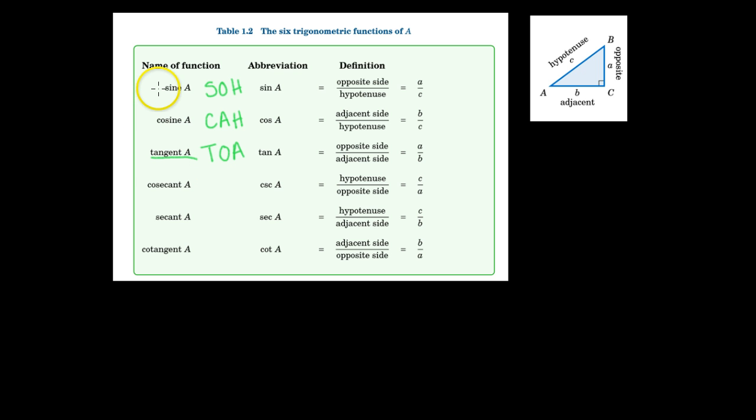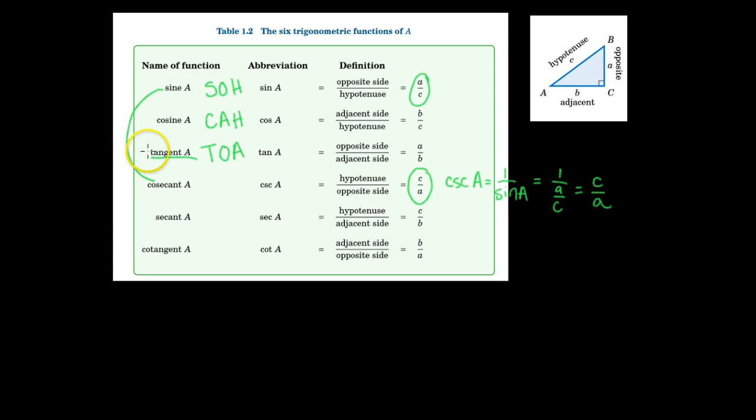The connection now, sine and cosecant. We can say that cosecant of angle A is equal to 1 over the sine of angle A. So let's do a little algebra for fun. That means that we know that sine of angle A is equal to A over C, right? So that's 1 over A over C. Well, that just gets flipped, so that's equivalent to C over A, which is what cosecant is. All right, so see that connection.